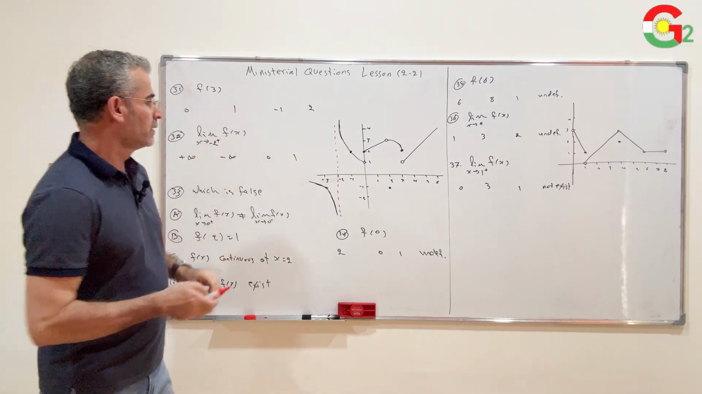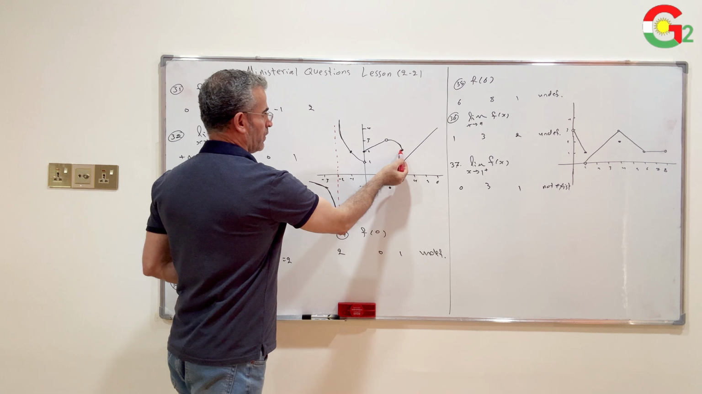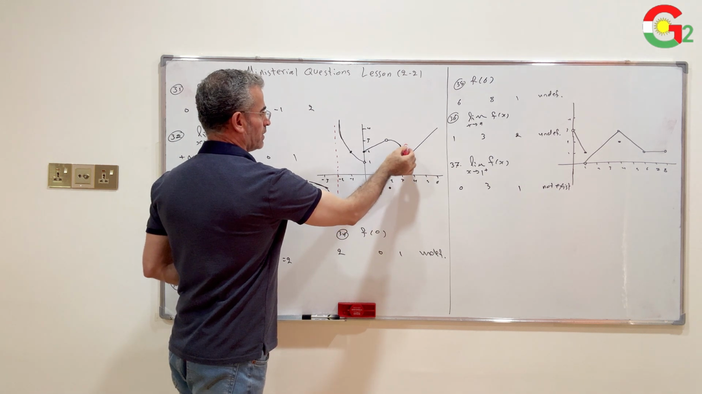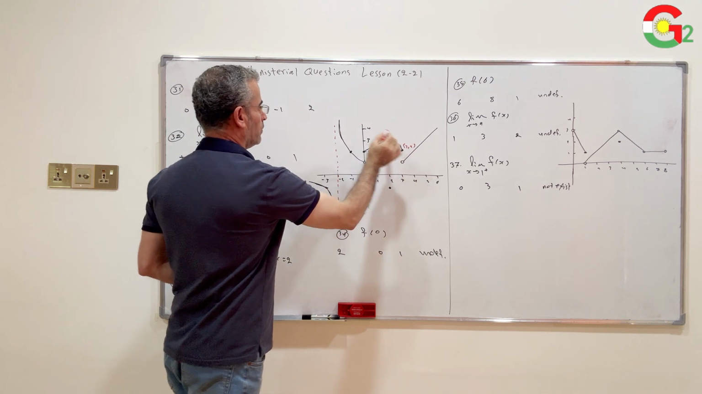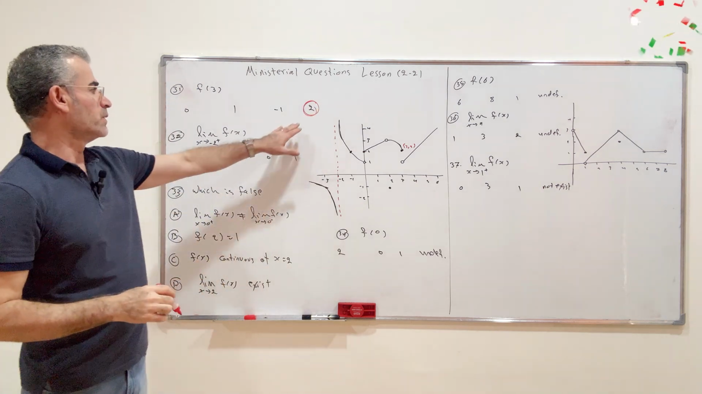f of 3. This is 3. Here I have a gap. Here I have a point. The coordinate of this point is (3, 2). Then f of 3 is 2. The right choice is D.